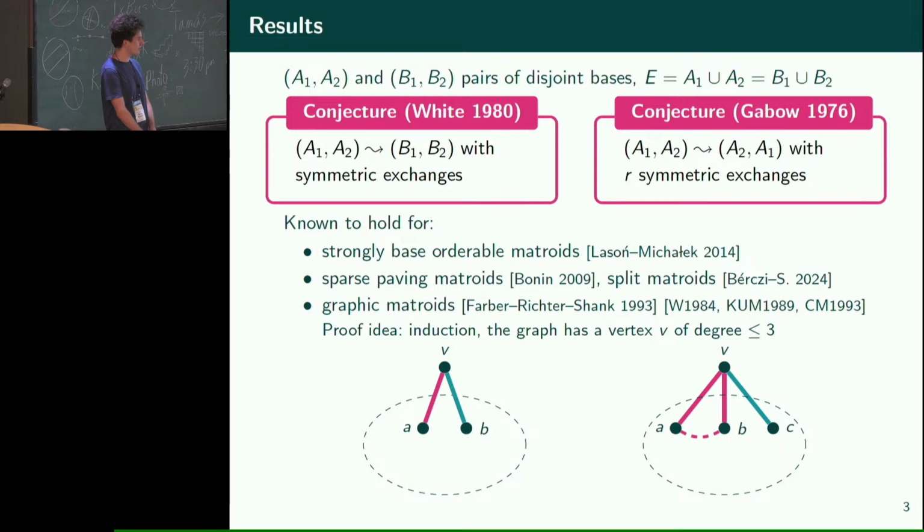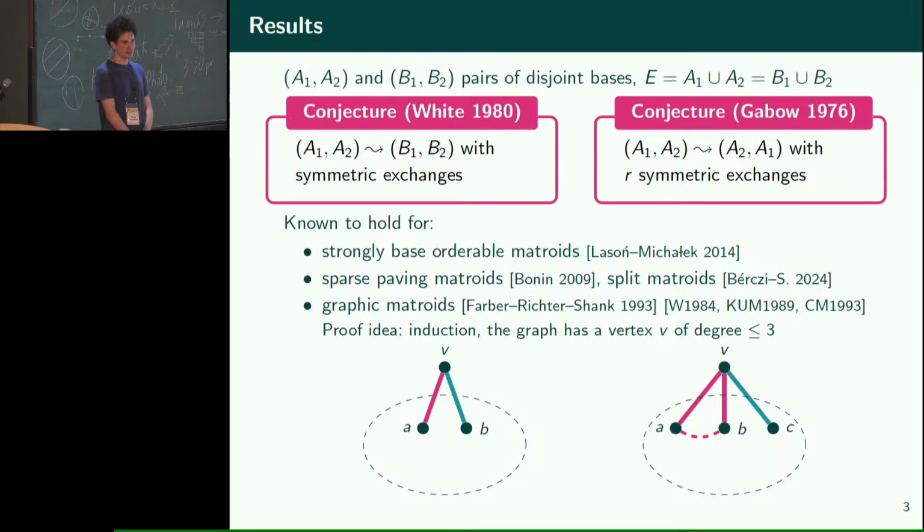So if we have a vertex of degree 2, then we just delete it, apply induction to the smaller graph, and get a sequence in the original graph. And if there is a vertex of degree 3, then 2 edges belong to the same spanning tree, and we connect the end vertices of these and delete the vertex. Again, we get a smaller graph, which is still the union of 2 spanning trees. And it's not very difficult to see how to get a sequence in the original graph from a sequence in this smaller graph. So that's the main idea of the proof for graphic matroids.